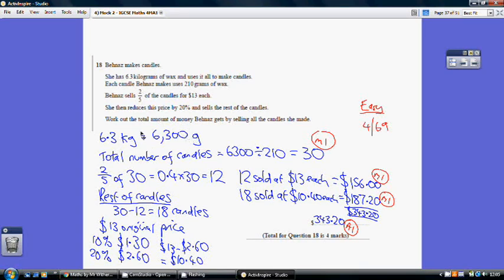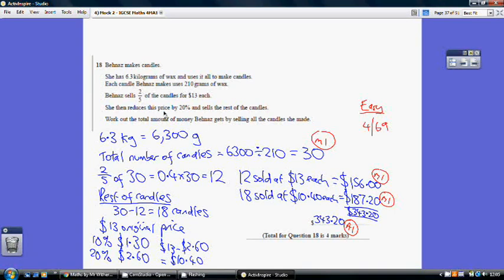You multiply by 1,000. Now, each candle is going to use 210 grams of wax. We've got 6,300 grams in total. So how many candles can we make? 6,300 divided by 210 is 30 candles.